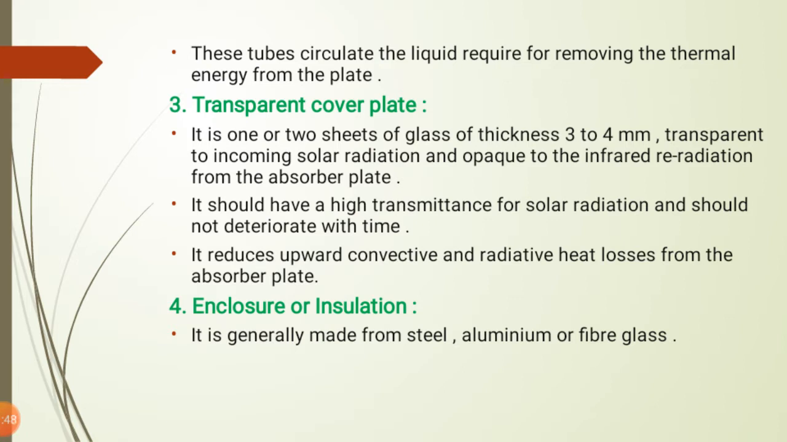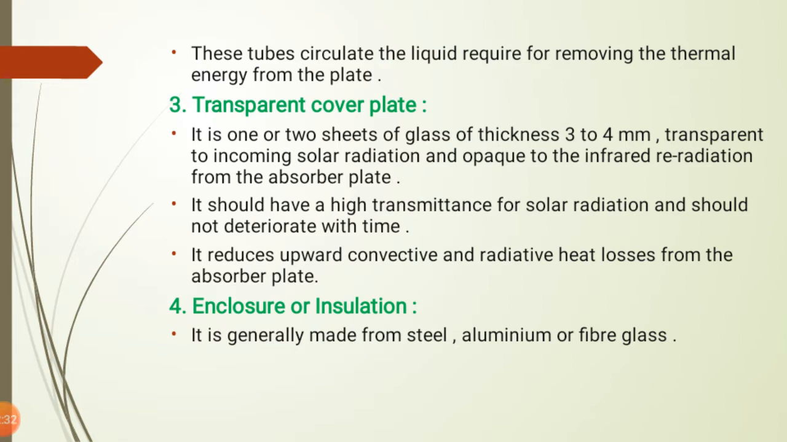And it should not deteriorate with time. It reduces upward convective and radiative heat losses from the absorber plate. That means there is a reflection or re-emission of the solar radiation from the absorber plate, but the transparent cover plate avoids all the emission. That means they are opaque to that radiation, so that all heat is utilized. That means there are no heat losses, and it reduces upward convective losses.